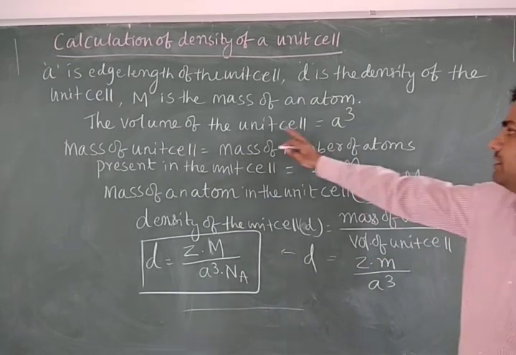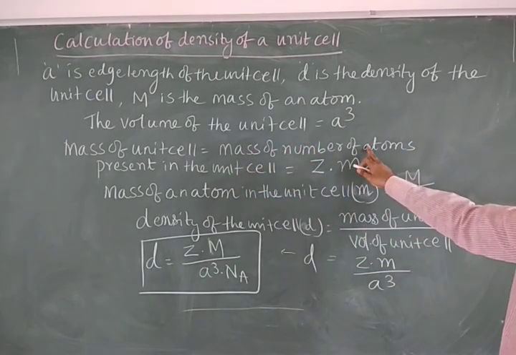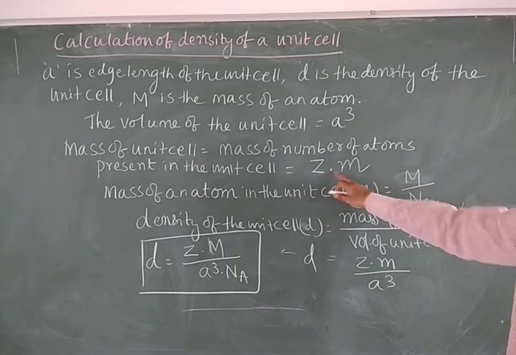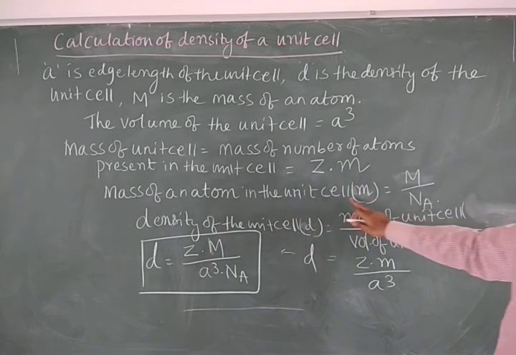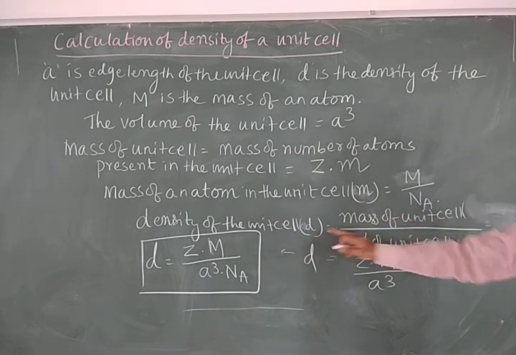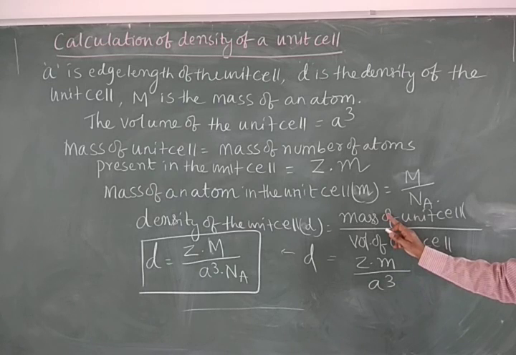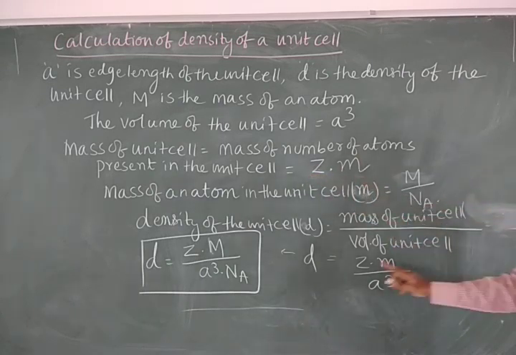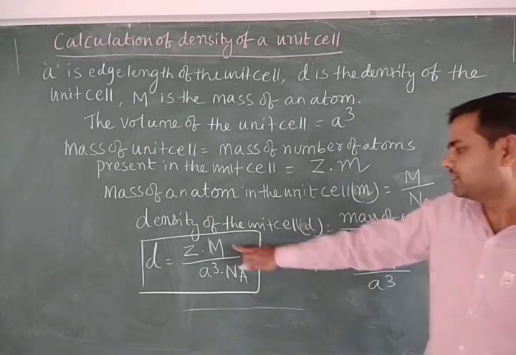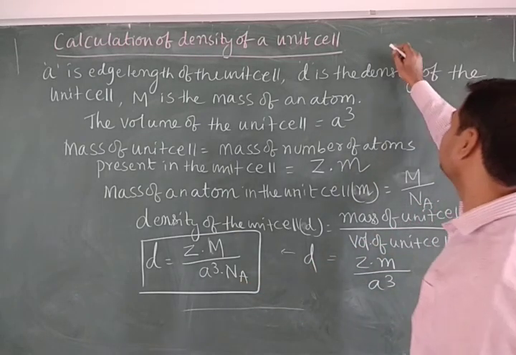Once again I repeat. Here, mass of the unit cell is equal to the number of atoms present in the unit cell, Z into m. Mass of an atom in the unit cell, small m, is equal to, what is the formula? Capital M by NA. Density of the unit cell is equal to what? Mass of the unit cell by volume of the unit cell. Mass of the unit cell, we are taking this formula Z into m, now by a cubed. But small m is equal to, what is the formula? Capital M by NA.